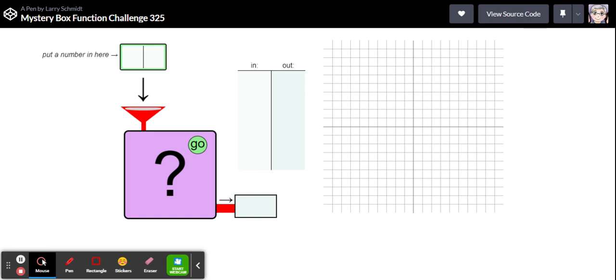All right, I'm going to start with a 0. Okay, 0 gives us 1. How about a 1? All right, so that looks like a non-repeating decimal. So maybe this is a square root function. Maybe this is trig. How about a 2?